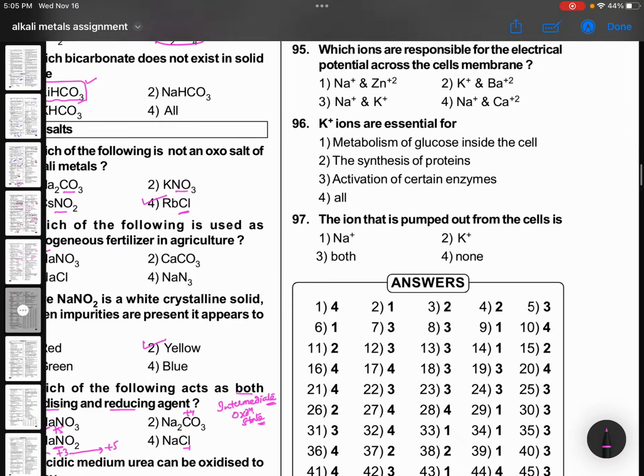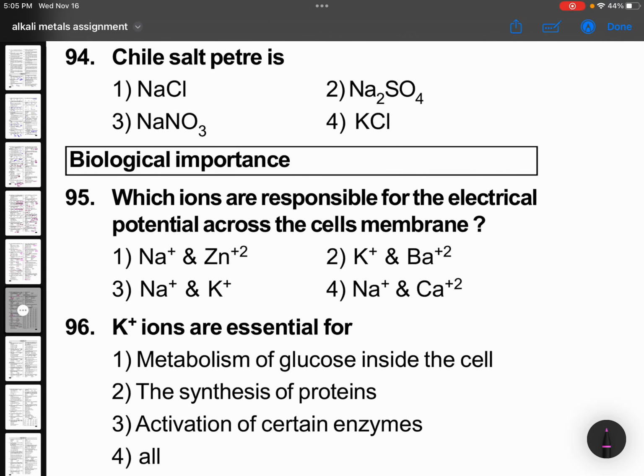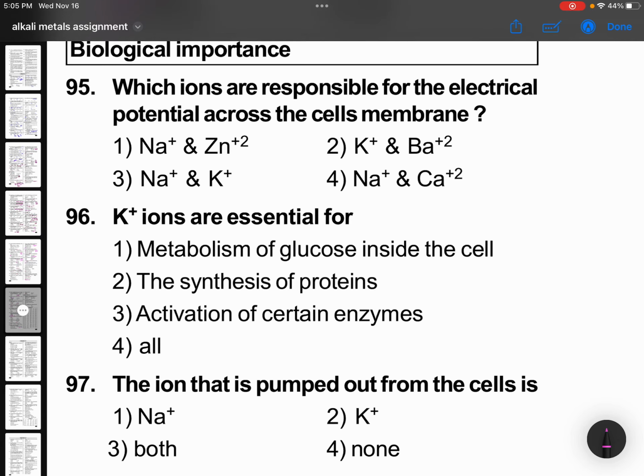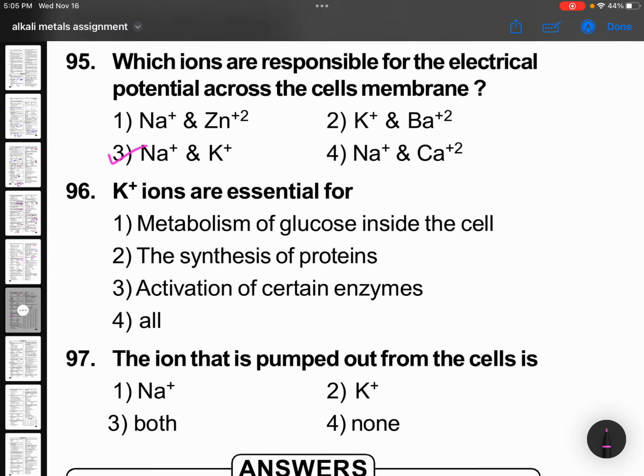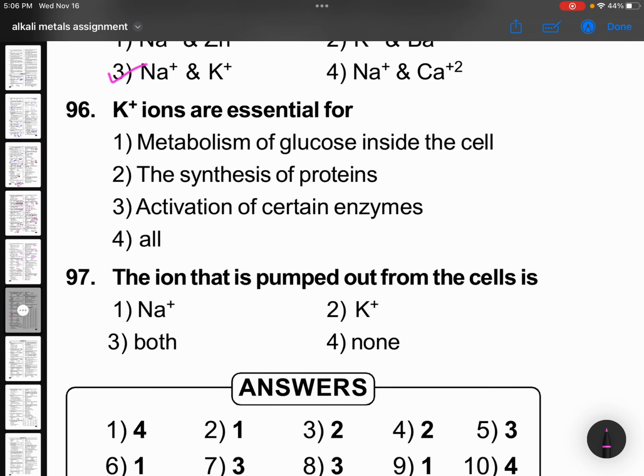Coming to 94th question. Chile saltpeter is NaNO3. Memory based question, direct memory based. Which ions are responsible for the electrical potential across the cell membranes? These biological importance questions you need to remember. Sodium and potassium, as we are discussing first group, that must be sodium and potassium only. K plus ions are essential for metabolism of glucose inside the cell, right? The synthesis of proteins, right? Activation of certain enzymes is right. That's all. The ion that is pumped out of the cell is sodium plus. Okay.